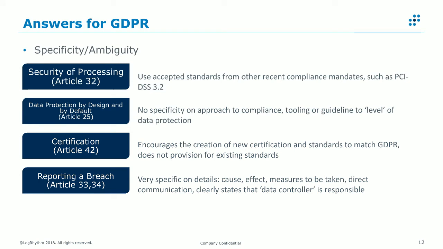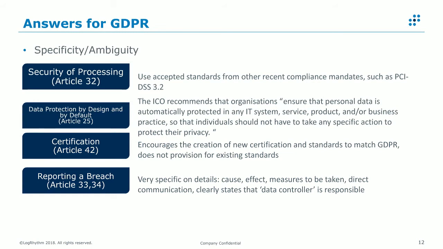With regards to the encryption part, just use accepted standards from other recent compliance mandates. That's things like PCI DSS 3.2. They provision for the latest TLS encryption standards. Next up, now the ICO among all the DPAs has some very strict provisions on this. It recommends that organizations ensure that personal data is automatically protected in any IT system, service, product, and/or business practice. So basically, we don't have to take any action as individuals to protect our own data.